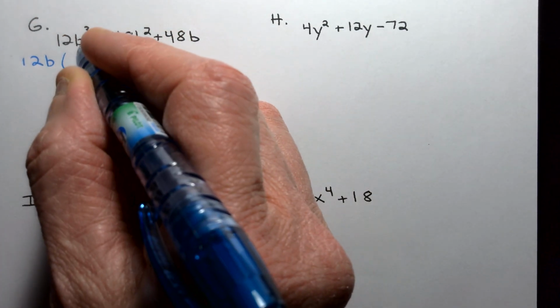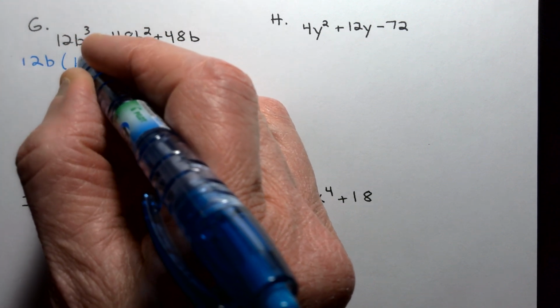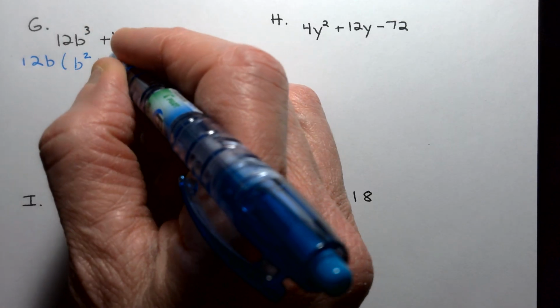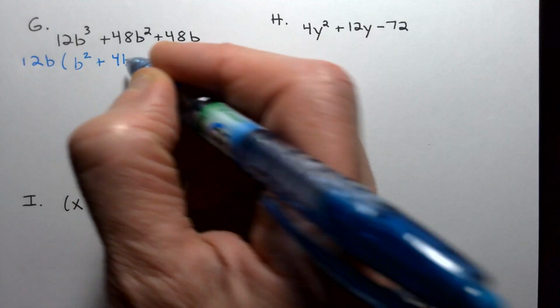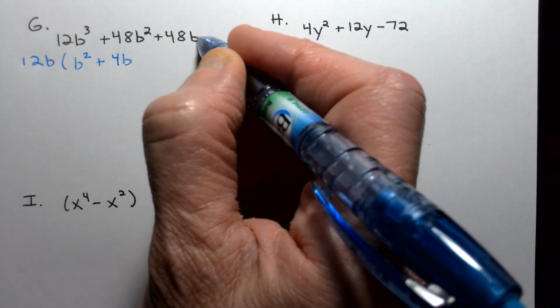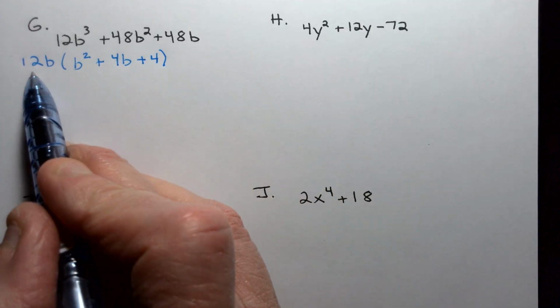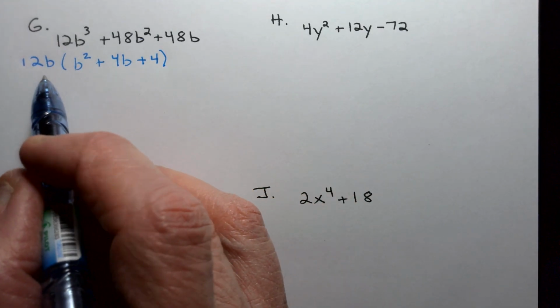Let's see what we have left. 12 divided by 12 is 1, and I had b to the third. I took 1 out, I have b to the second left. Plus, 48 divided by 12 is 4. I had a b to the second, I took 1 out, so I have 1 left. 48b divided by 12b is 4, because the b is out front. All right, great. Not done yet.